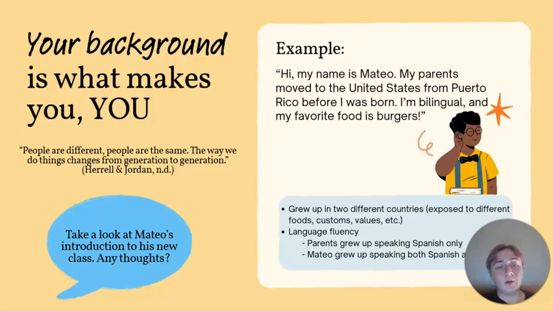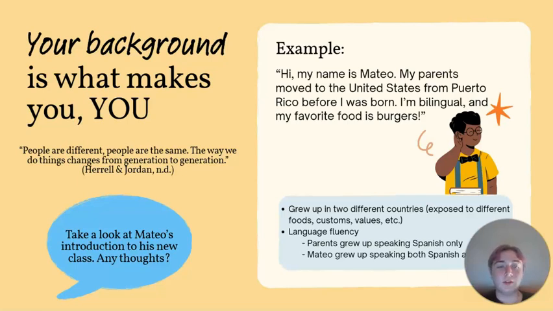And there is a quote that I pulled from our reading lesson to create this lesson. So it says, "People are different, people are the same. The way we do things changes from generation to generation." I think it's a really good quote because it really brings down the idea that everyone has similarities and differences, but we're all people, no matter what. Like, me and you may be very different from each other, but that doesn't mean we have nothing in common whatsoever.